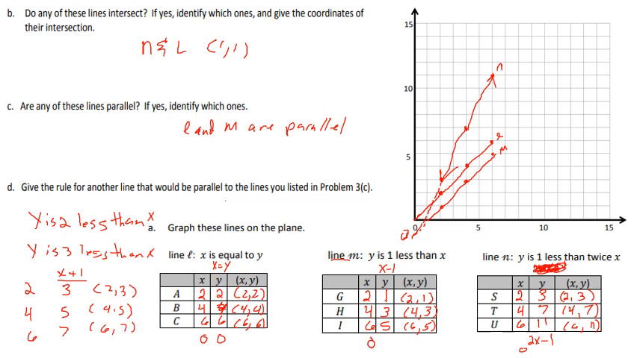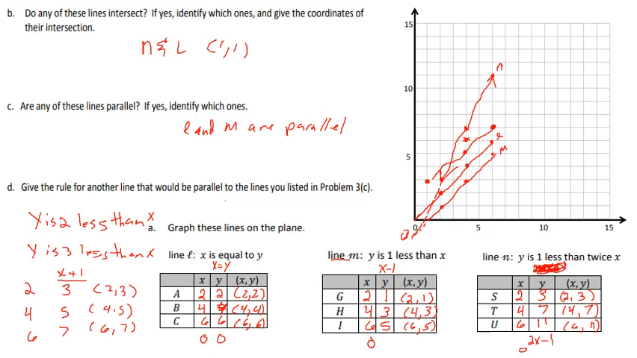So let's see what that looked like. Now, first it said 2, 3, 4, 5, and 6, 7. Oh, 4, 5. That one's wrong. It's supposed to be here. 4, 5. Now, if you notice, when I connect these three, they are also still parallel.